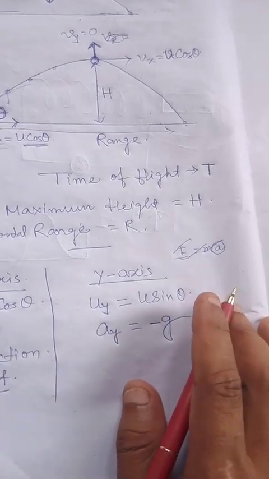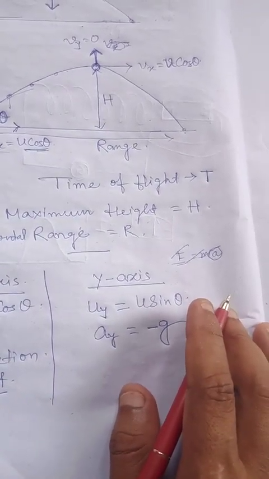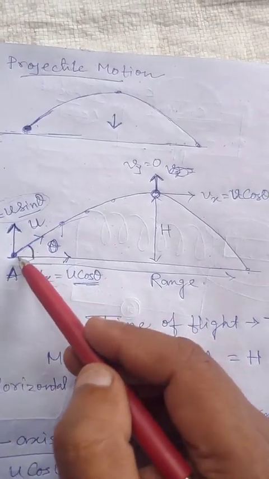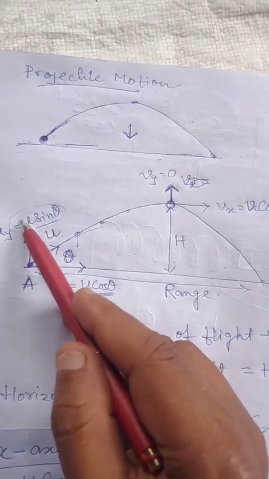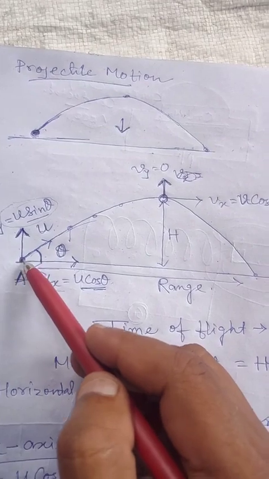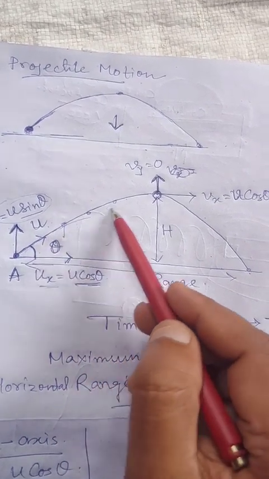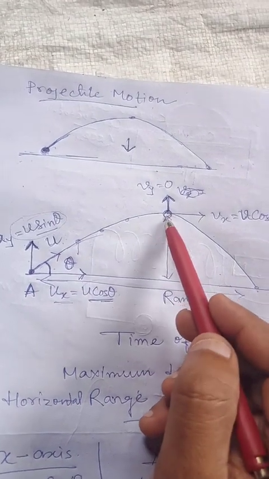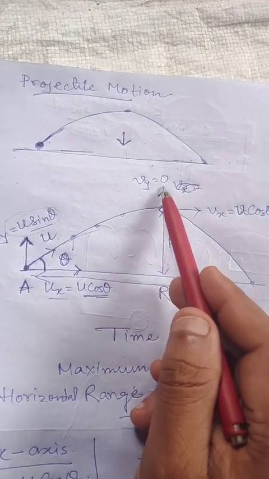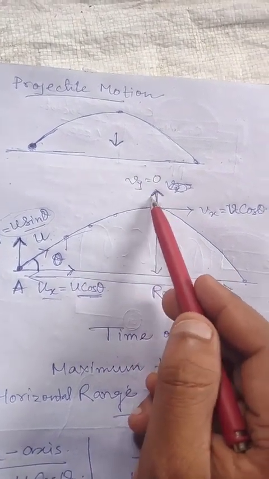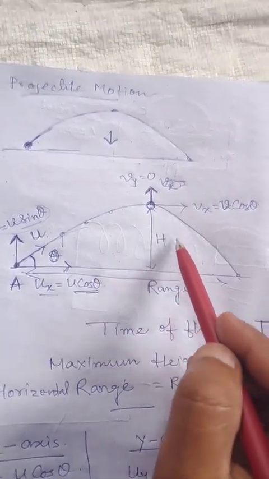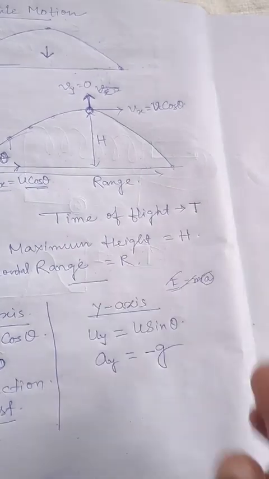Velocity in the y direction will first decrease till maximum height. If we give some velocity u sin theta at first, it will decrease till the maximum height, and after reaching maximum height the velocity along the y-axis is 0. After that it will increase its velocity in the downward direction.